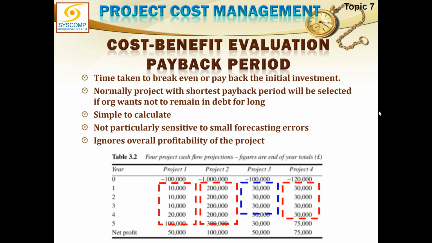Look at project number 3, 100,000. In 3 years, we have retrieved 90,000 rupees, a little more, and a little time from the fourth year, and we have paid back. Meaning, it requires 3.33 years to pay back. Project 4. Investment is 120,000. It exactly requires 4 years to pay you back. So, looking at this situation, which is the best project?